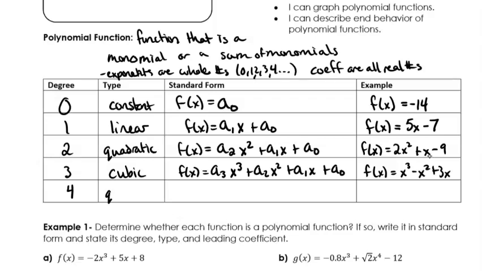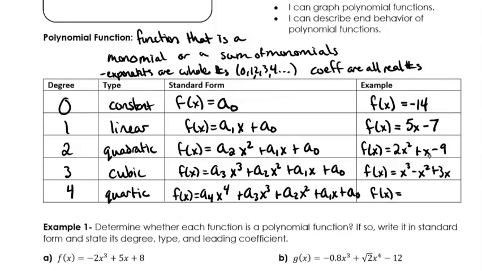And last but not least, if it's a degree of 4, that's called quartic. It's a quartic function. And so what that looks like is a sub 4 is just the number in front of x to the 4th, the coefficient, plus a sub 3, which is the number in front of x cubed, plus a sub 2, which is in front of x squared. A sub 1 is in front of x, plus a sub 0.